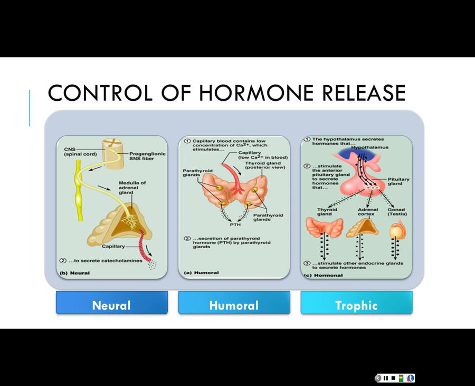But what I'm trying to illustrate is that something in the blood can regulate the release of some other particular hormone. It doesn't have to be a neurotransmitter. It doesn't have to be a hormone. It can be something else in the blood, and we could say generically that's humoral.